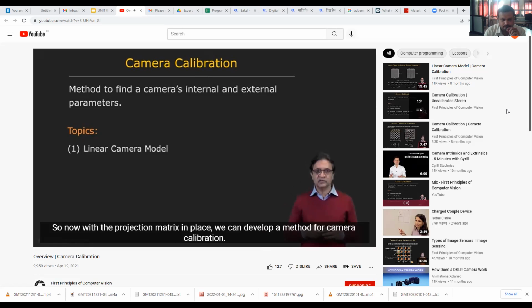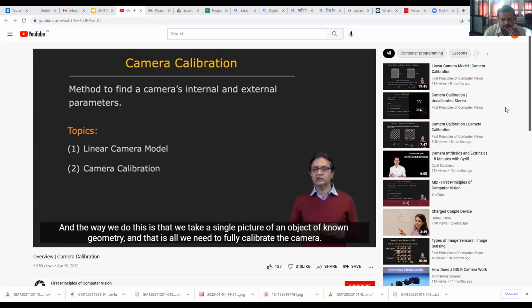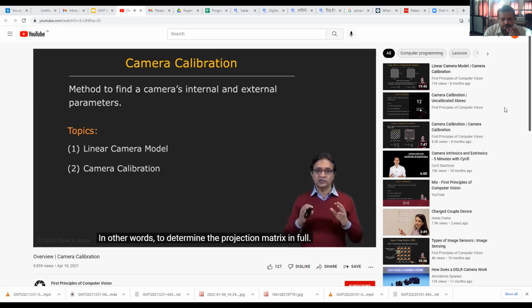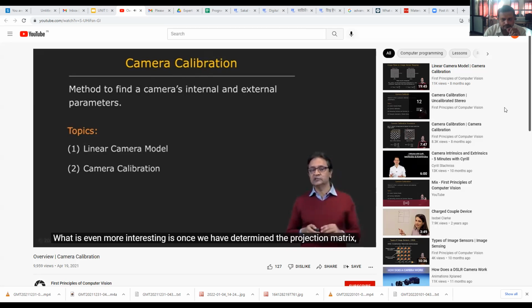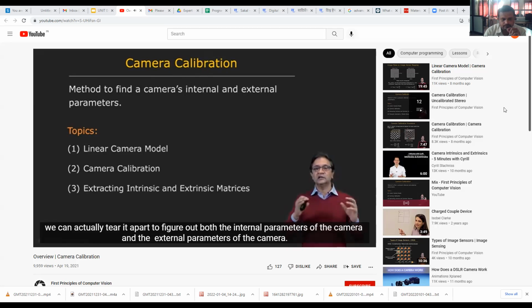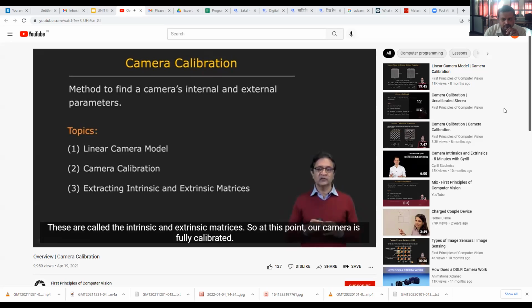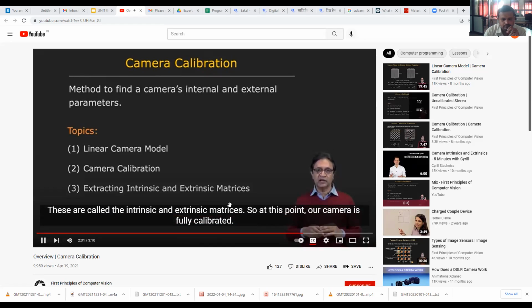So now, with the projection matrix in place, we can develop a method for camera calibration. And the way we do this is that we take a single picture of an object of known geometry. And that is all we need to fully calibrate the camera, in other words, to determine the projection matrix in full. What is even more interesting is once we have determined the projection matrix, we can actually tear it apart to figure out both the internal parameters and the external parameters of the camera. These are called the intrinsic and extrinsic matrices. So at this point, our camera is fully calibrated.